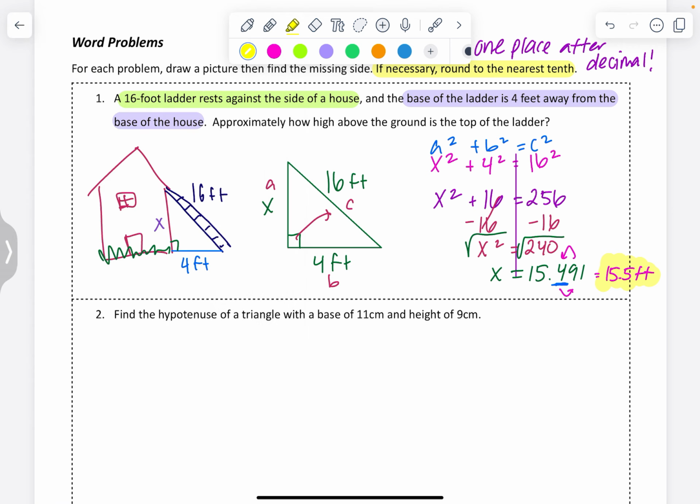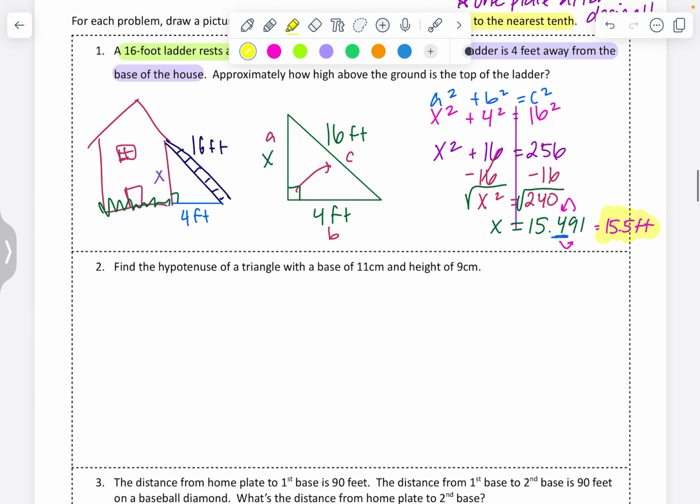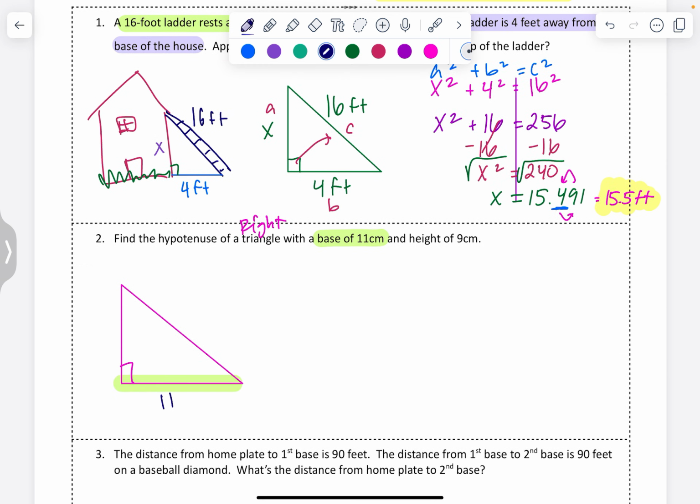Right, let's go to example 2. It says find the hypotenuse of a triangle with base of 11 and height of 19. So I'm going to go ahead and draw a right triangle. Sorry, this should be a right triangle. The base is 11, so here's the base of my triangle. Here's my right angle. The base is 11 centimeters. The height of my triangle is 9 centimeters, so there's the height.